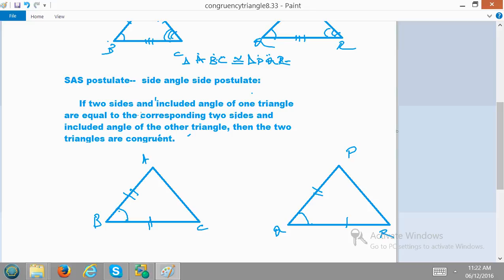So this is the first basic and very important thing to understand about congruency. There are similarly other conditions in a different way that we will see in the next lesson.